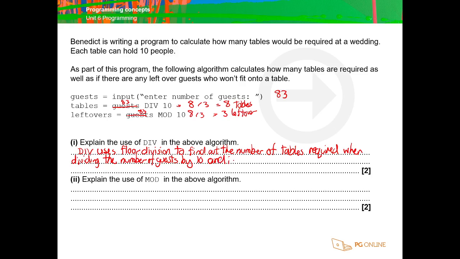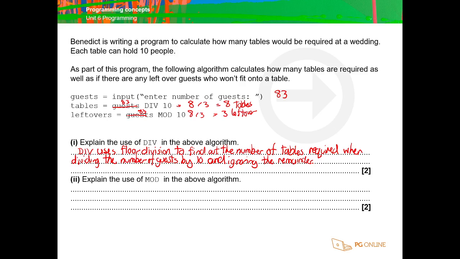And ignoring the remainder. Okay. Div uses floor division to find out the number of tables. That shows the application to this scenario. It uses floor division. You understand what div does to find out the number of tables required in this particular context when dividing the number of guests by 10 and ignoring the remainder.